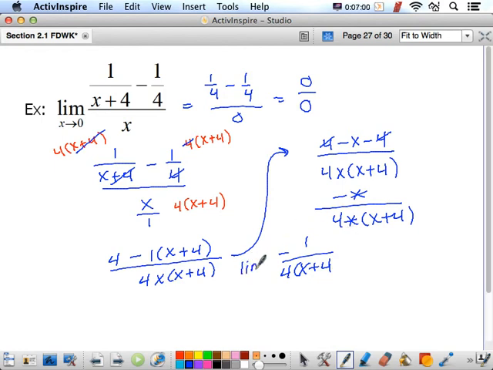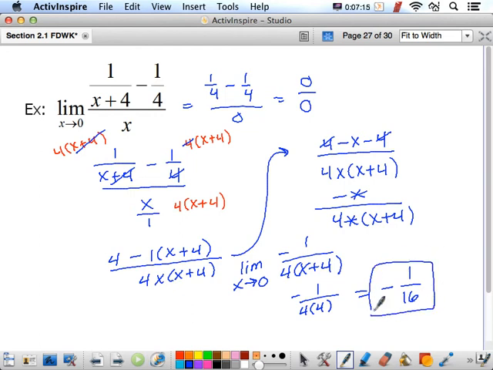Now we just reapply the limit as x approaches 0. And if we resubstitute here, we get negative 1 over 4 times 4. So it looks like our limit is negative 1/16. We're going to pause and talk back through it again.